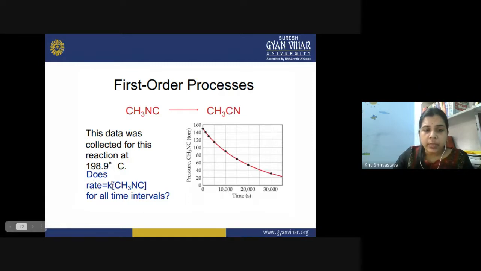Now, is the rate equal to k times CH3NC? It is for all the time intervals. So you can have different time intervals here, and you can get the slope of the tangent here. How would you get it? By simple mathematical calculation, you count the slope, and then you can determine whether the reaction is first order with respect to the rate constant or not.